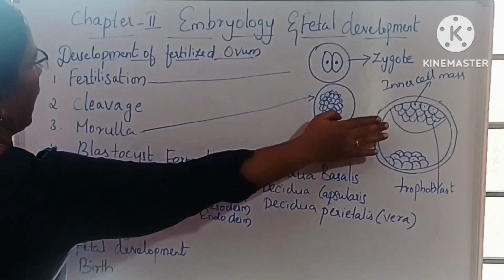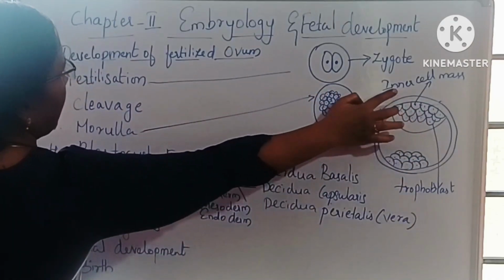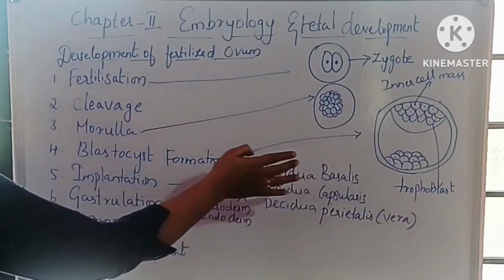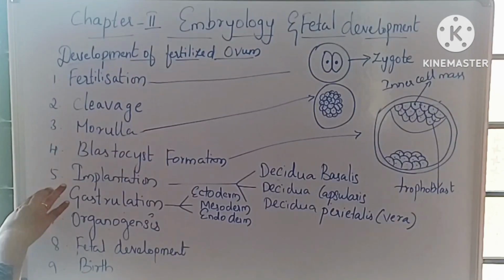Blastocysts have two parts, inner cell mass and trophoblast. Inner cell mass is inside, trophoblast is the outside part. Inner cell mass, its other name is embryoblast, forms the embryo. Trophoblast forms the placenta. Next, implantation. Attachment and embedding of the blastocyst in the uterine wall is called implantation.